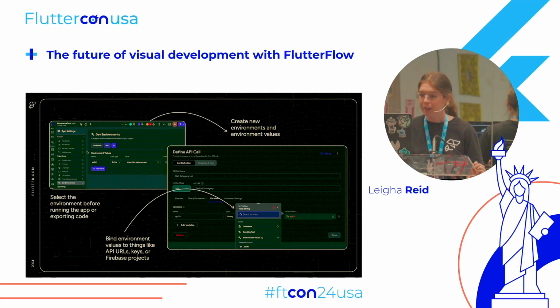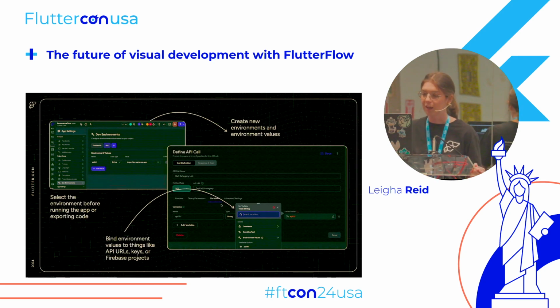And then when I'm ready to test this out, I can just change my development environment in the top left-hand corner and run or download the code, and you'll see it point to the different API depending on what environment I've selected. When you have your environment values set up, you can use them throughout the platform.